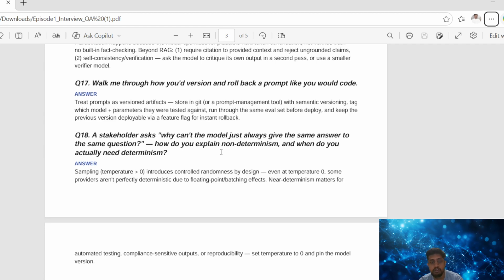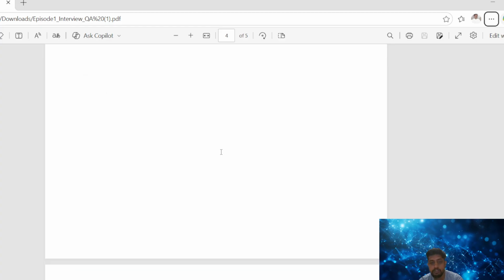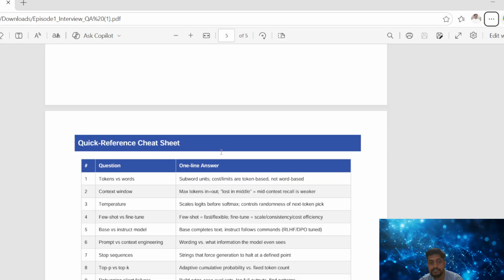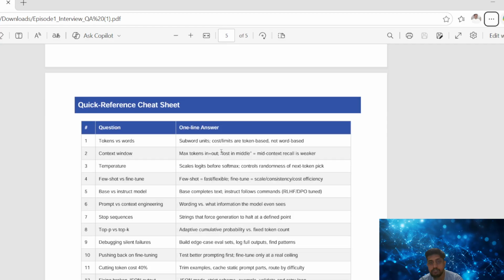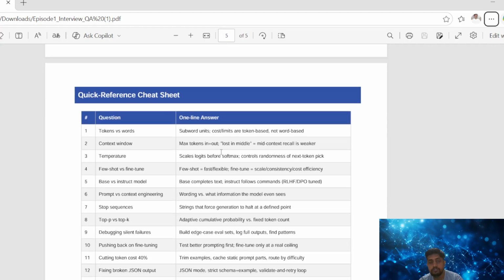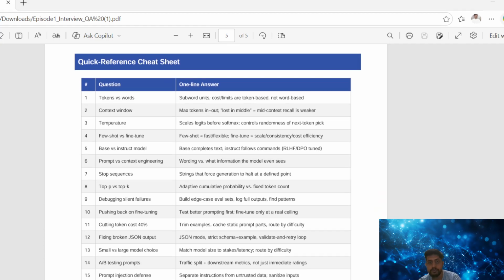So now, we have almost completed the questions, and also guys, I have pasted the cheat sheet. So think like, okay, they are asking you these kinds of questions, so these are my one-line answers. Okay, let me go through that also, so that you guys will be aware. One is token versus words. Subword units, cost limits are token based, not word based. Context window, max tokens in and out, lost in the middle, context recall weaker.